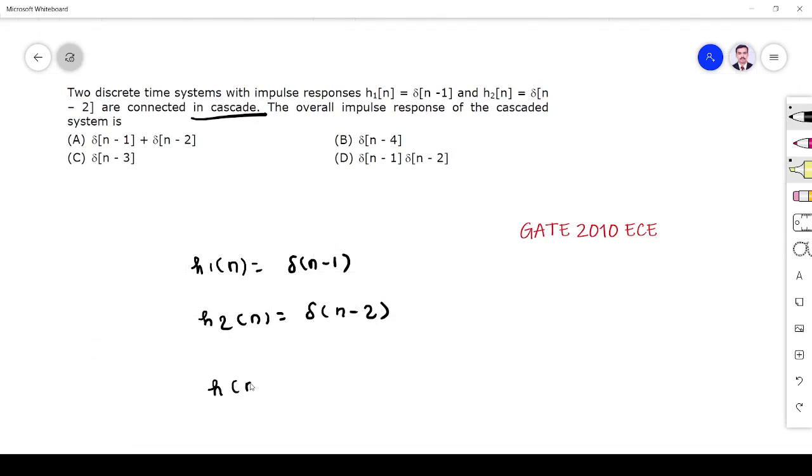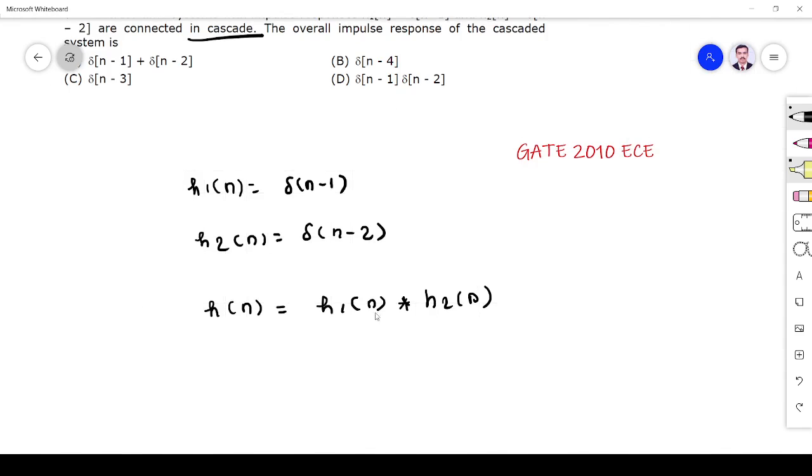So the overall response, if two systems are connected in cascade, is the convolution of those two, h1 of n convolved with h2 of n. h1 of n I know is del of n minus 1, and h2 of n is del of n minus 2. So the answer is del of n minus 3.